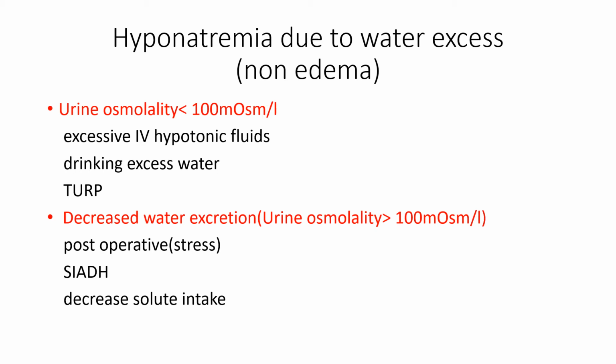Hyponatremia due to water excess, but there is no edema, is divided into two: urine osmolarity less than 100 milliosmol per liter, in cases of excessive intravenous hypotonic fluids, drinking excess water, and the TURP syndrome.